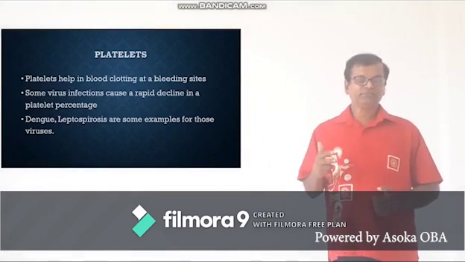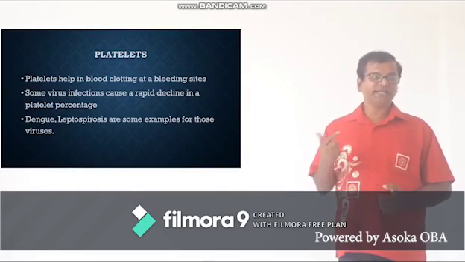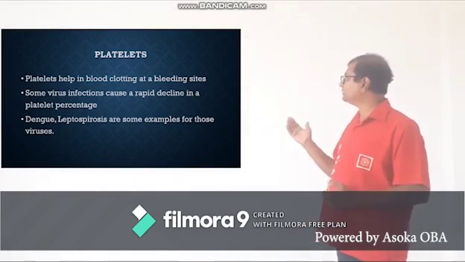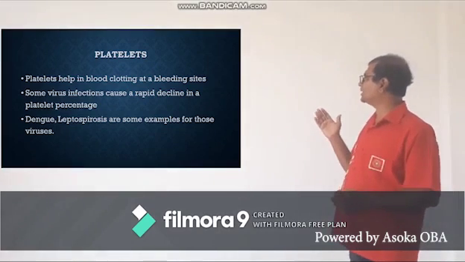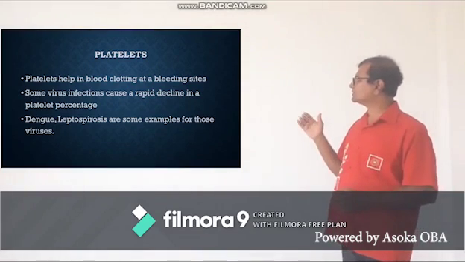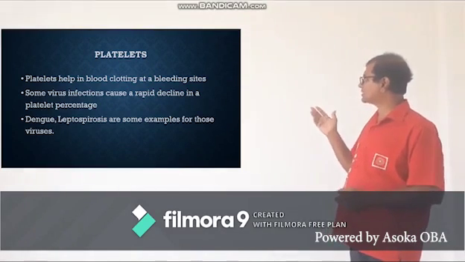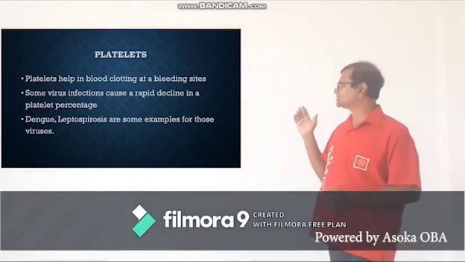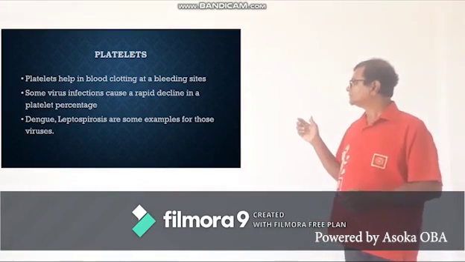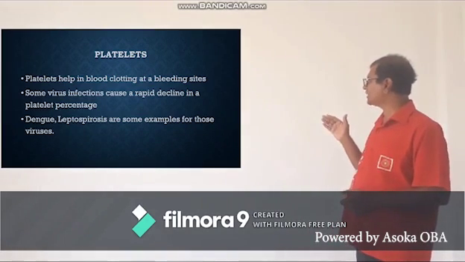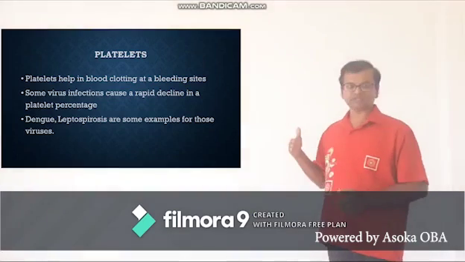The third type of blood cells, platelets. Platelets help in blood clotting at a bleeding site. Some virus infections cause a rapid decline in the platelet percentage. Dengue and leptospirosis are some examples of those infections.